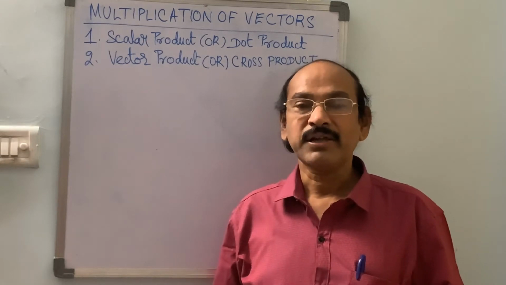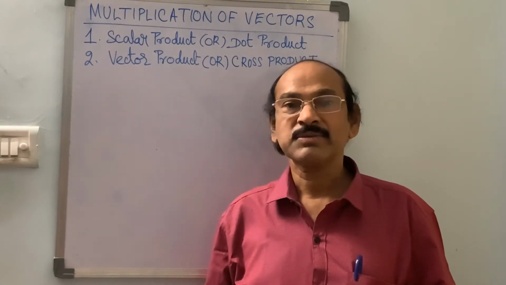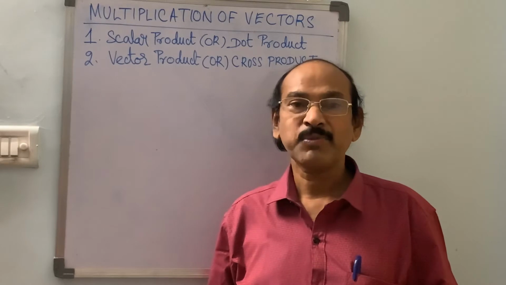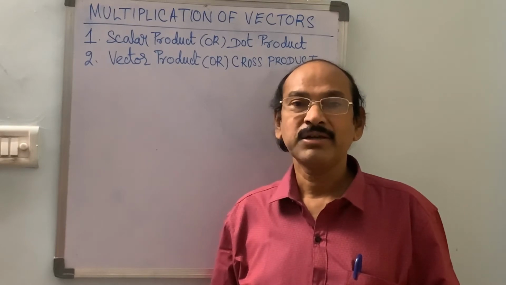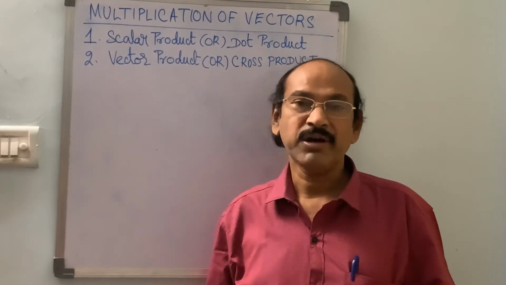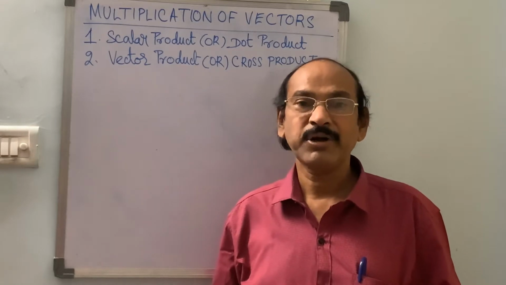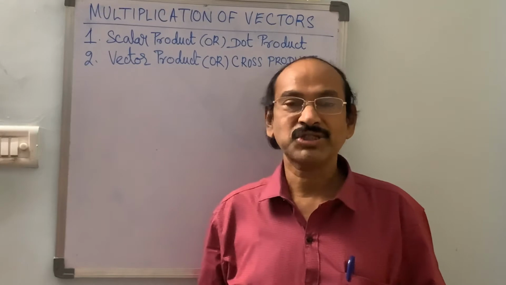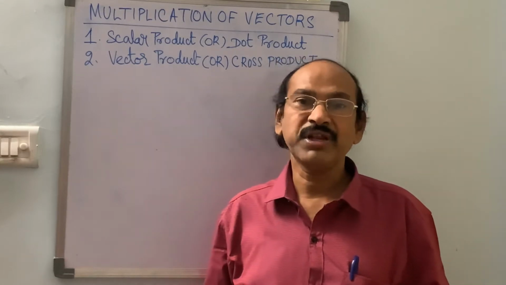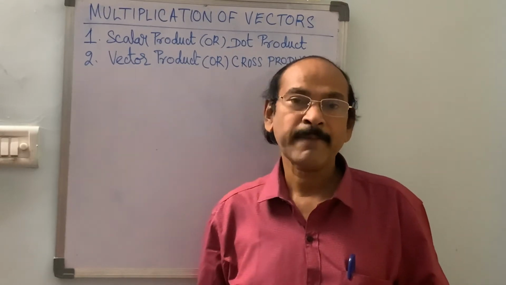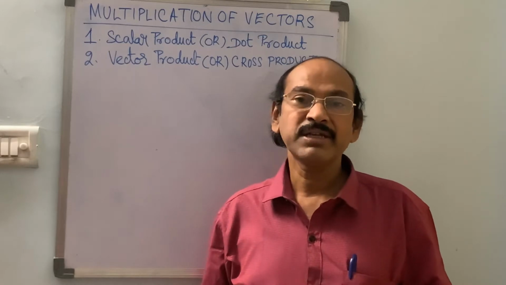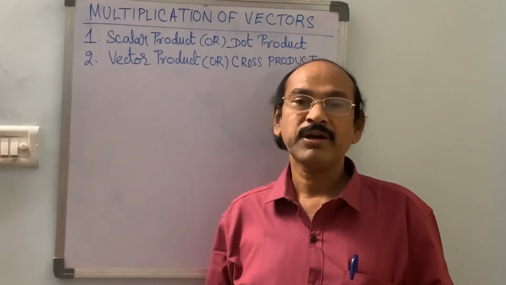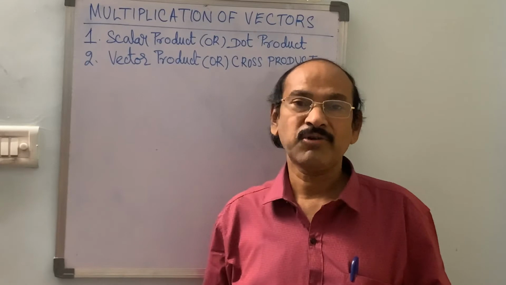If A bar and B bar are two vectors, then their scalar product is represented by a dot between A bar and B bar. So A bar dot B bar is equal to modulus of A bar into modulus of B bar into cos theta, where theta is the angle between A bar and B bar. Here, as the name indicates, the product of A bar and B bar gives a scalar quantity, so it is called the scalar product.